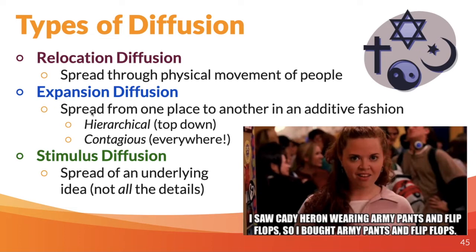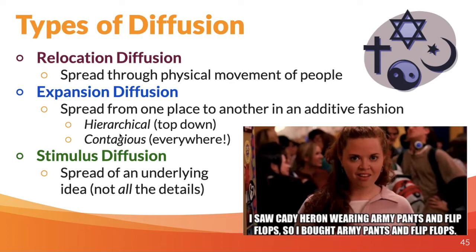Expansion diffusion is another type. It's the spreading from one place to another in an additive fashion. Meaning, for example, hierarchical. One person at the top of the food chain, a political leader, a national leader, a religious leader, starts some kind of trend, and everyone underneath them picks up that same behavior or belief, maybe adding in their own things as they go.